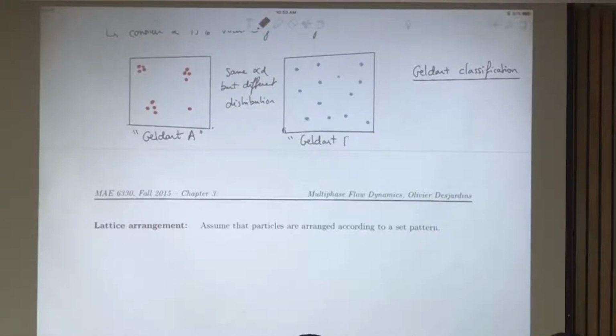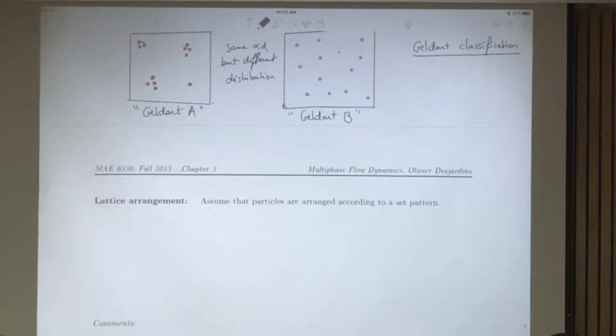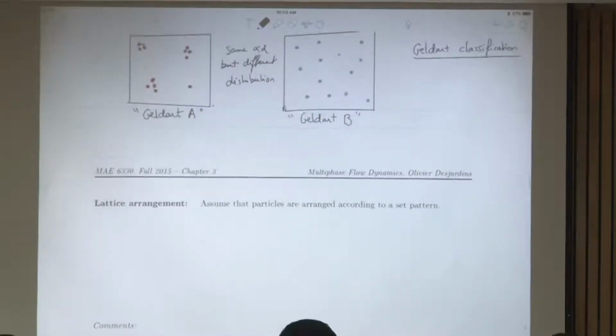Or you can be looking at Geldart type B, like grains of sand, are going to behave essentially very nicely. They're not going to stick on one another. They're going to be pretty easy to deal with. So we'll go back to that in a second.